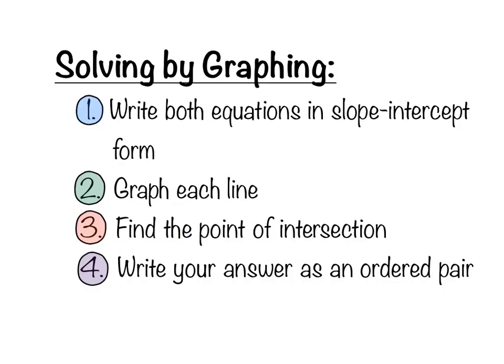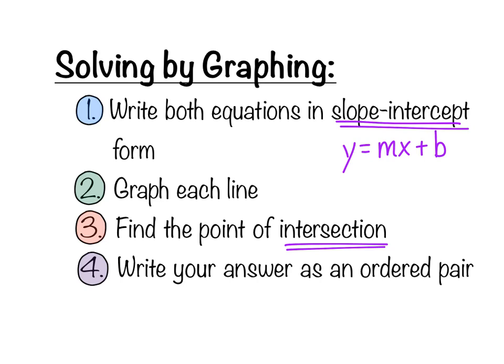So here are your instructions, your steps for solving by graphing. First of all, we want to make sure both equations are written in slope-intercept form. That's very important. Remember, that's y equals mx plus b. So that's how we want to write these so we can graph them. Then we're going to graph each line. We're going to find out where they intersect, and we're going to write it as an ordered pair.